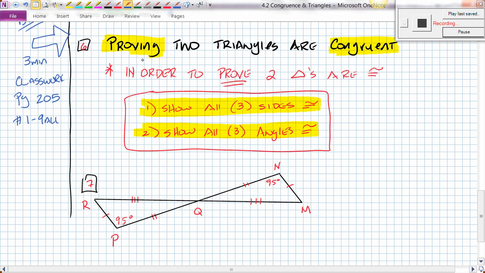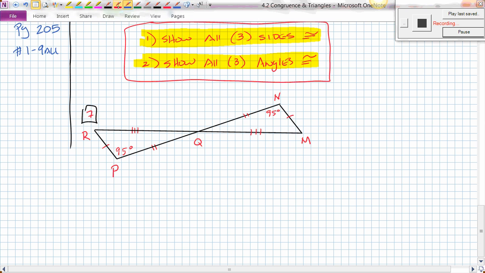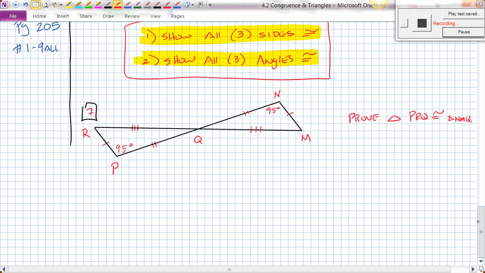And number 6 was proving two triangles are congruent. In order to prove that two triangles are congruent, you have to show two things. You have to show all 3 sides are congruent and all 3 angles are congruent. So those are the 2 things you have to do. Right now, in this problem, given the diagram, we're going to prove that triangle PRQ is congruent to triangle NMQ. So in order to do that, I have to show all 3 sides and all 3 angles.